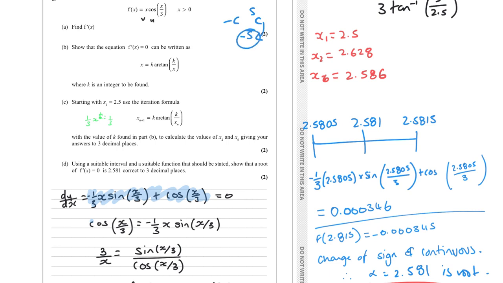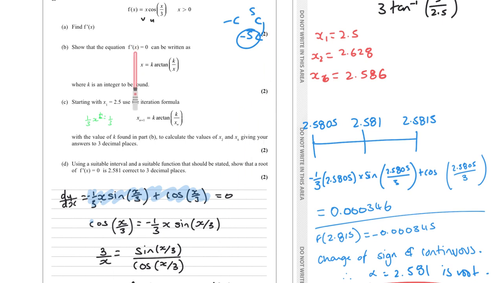So that's how we have the minus sine x over 3. And then remember, we also have to multiply by the differential of the bracket. The differential of x over 3 is a third. So that's how we get this side. Plus u, which is cos of x over 3, multiplied by dv. Differential of v of x is 1. So that's what we get. So this equals 0. That was nice and easy for 2 marks.